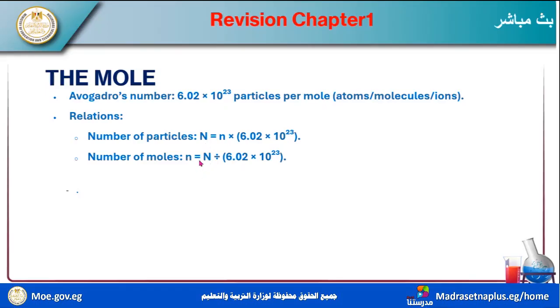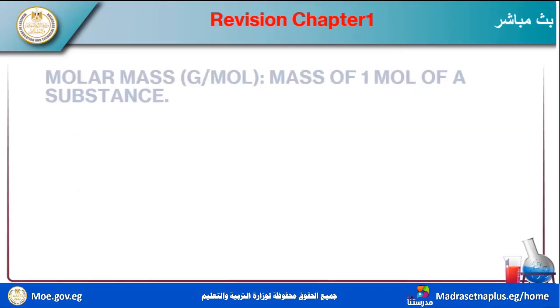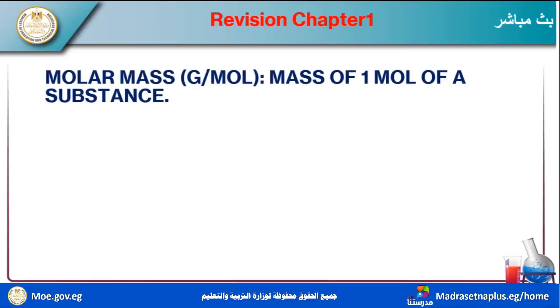What's the meaning of n? N is the number of particles, and you can divide it in this fixed number. Now you can calculate anything you want from these rules. Okay, molar mass.